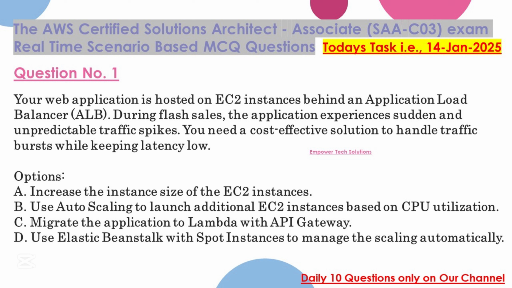Options: A. Increase the instance size of the EC2 instances. B. Use auto-scaling to launch additional EC2 instances based on CPU utilization. C. Migrate the application to Lambda with API Gateway. D. Use Elastic Beanstalk with spot instances to manage the scaling automatically.